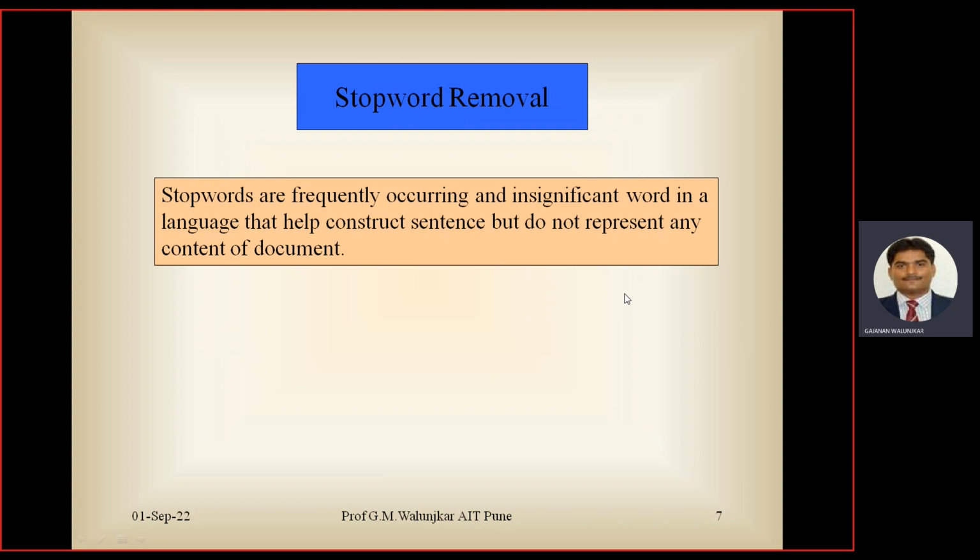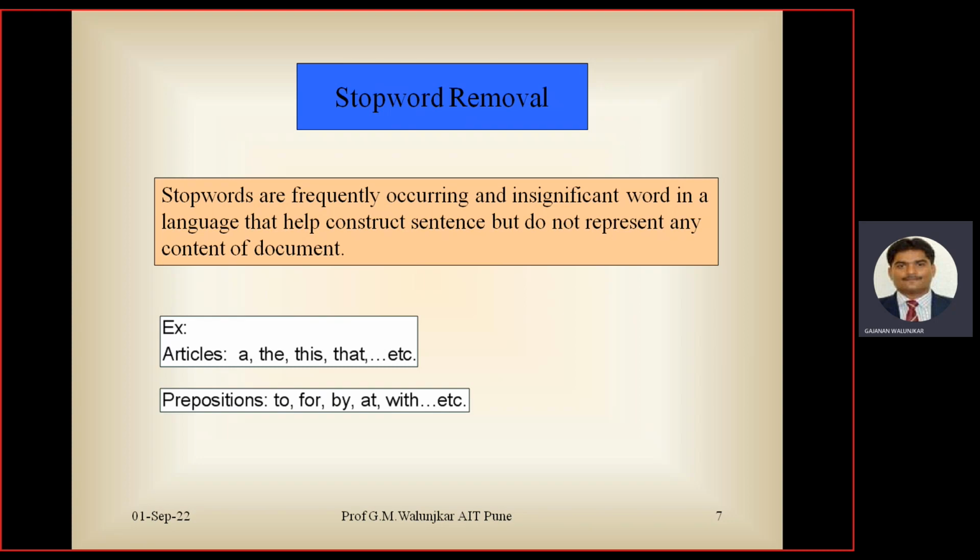Repeating the concept: what do you mean by stopword removal? What do you mean by stopwords actually? Stopwords are also called flip words. These are insignificant words which occur more frequently in a particular document or text. Stopwords are frequently occurring, insignificant words in a language that help construct sentences but do not represent any content of your document. Such words you are supposed to identify in your document. For example, the, this, that. These are nothing but stop words, and those you are supposed to remove.